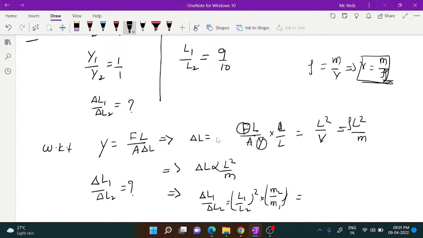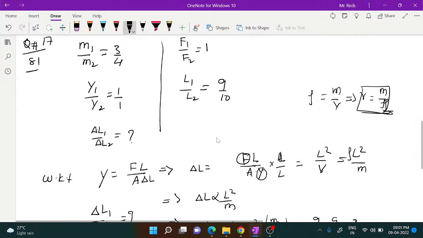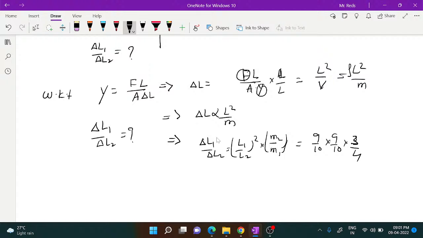That's it, right? ΔL1 by ΔL2 is equal to L1 by L2, which is given as 9 by 10. So (9 by 10) squared means 9 by 10 into 9 by 10 into M2 by M1. M2 by M1 is what? M2 by M1 is 3 by 4? Is it M2 by M1 or M1 by M2? M1 by M2 is 3 by 4. So M2 by M1 is 4 by 3. I have to take it carefully.